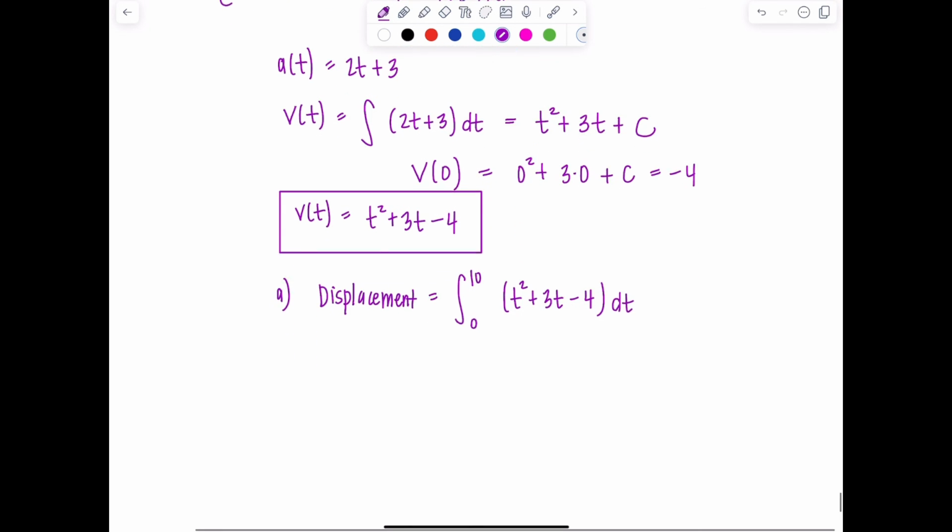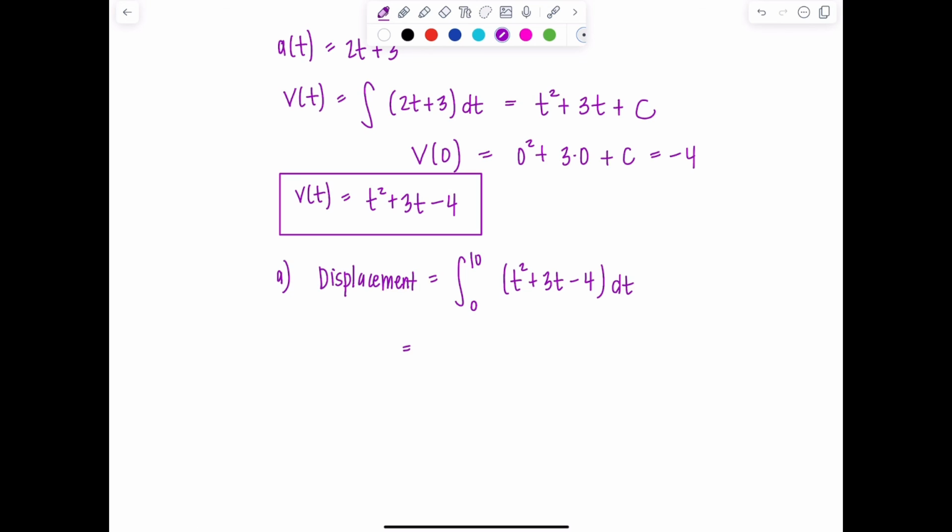Okay, great. Here we go. So antiderivative of t squared. Add 1 to the exponent, divide by the new exponent. So that's going to be 1/3 t cubed plus 3/2 t squared minus 4t. All of this from 0 to 10 we're going to evaluate now.